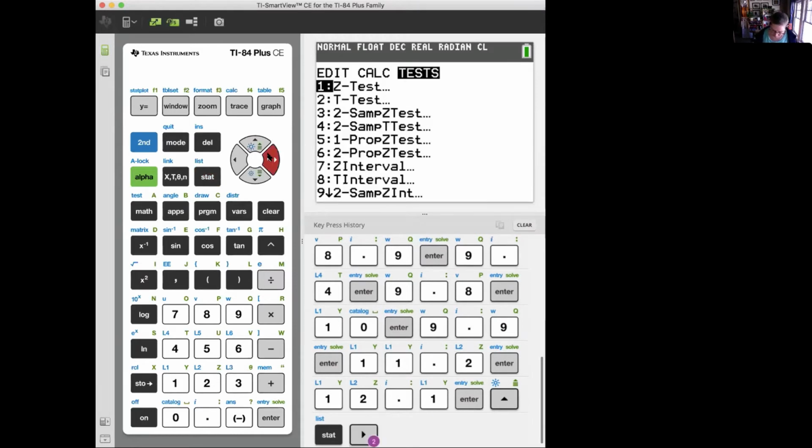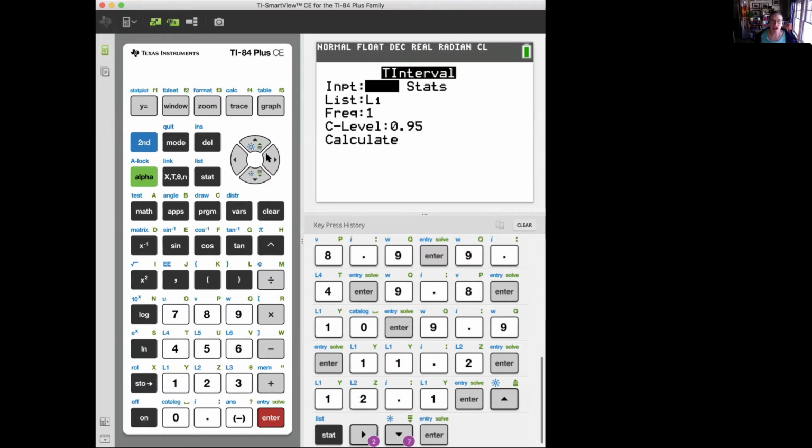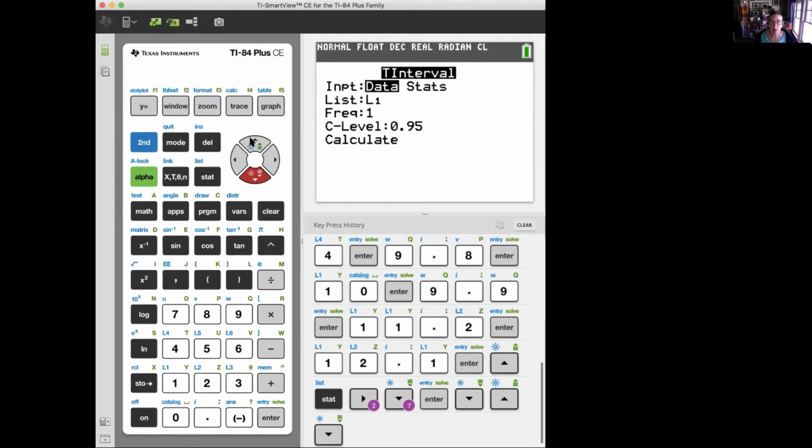Arrow over to tests, and then it's 8 T interval. If you know which one it is, you can actually just press the number 8. You don't have to arrow down to number 8. Okay, now you see here my input, I've got two different options. Data is for when we have that raw data of a list. Notice the very first thing it asks us is what list we're going to use for our data. That's how you know you want the data one. That's how I remember which one is which.